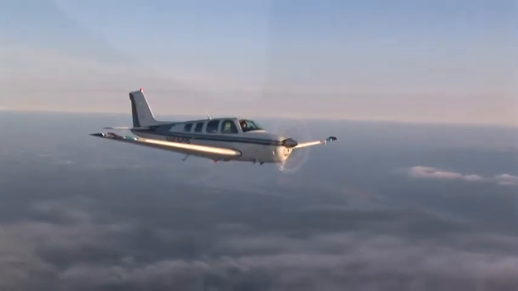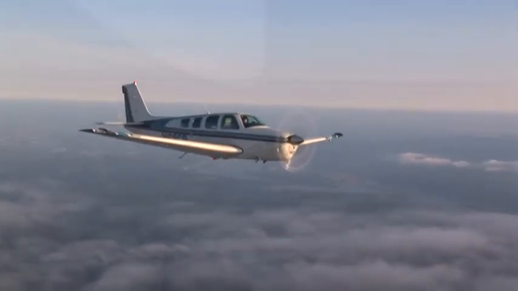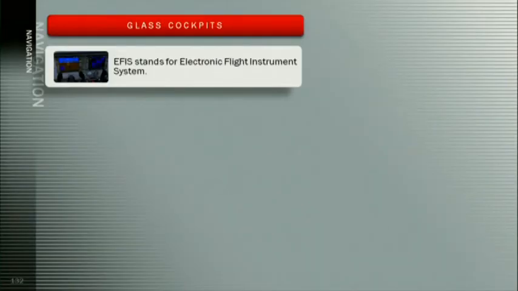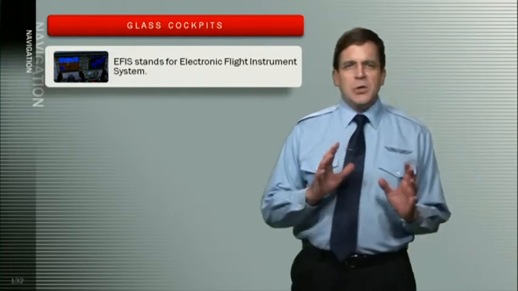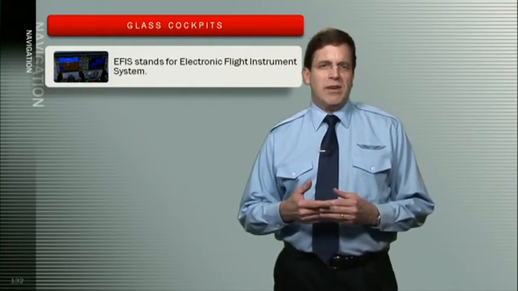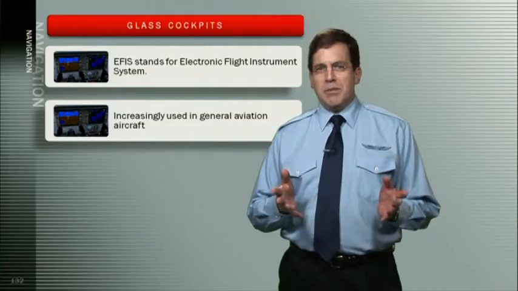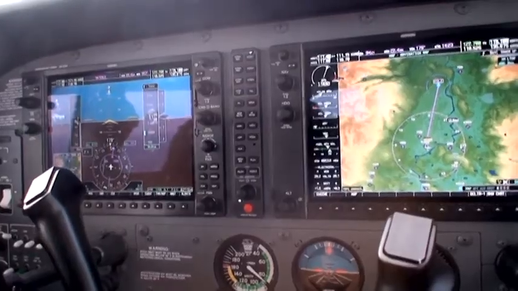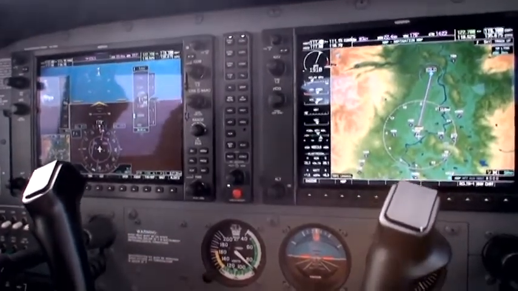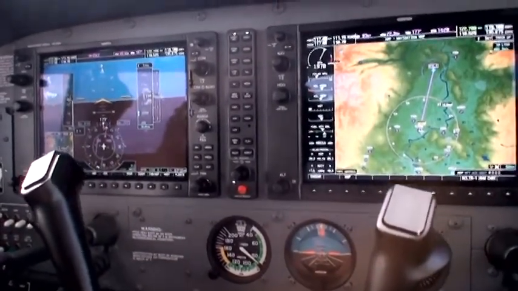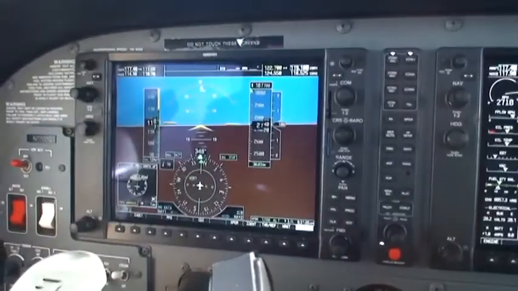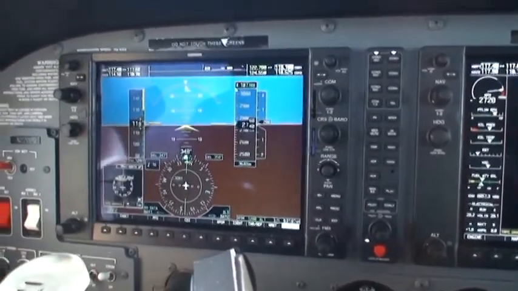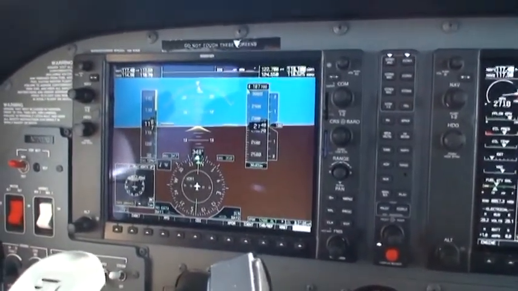Let's start with some basic glass cockpit terminology. You'll hear the acronym EFIS, which stands for Electronic Flight Instrument Systems. EFIS units are increasingly used in newer general aviation aircraft. They're generally composed of two display units located on the left and right of the instrument panel. They provide spatial awareness, improved flexibility, and integrate information and program functions. The left side display, directly in front of the pilot, is commonly called the PFD, or primary flight display.